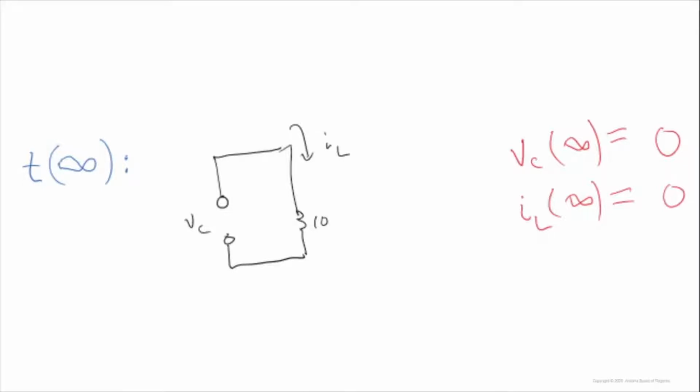From the drawing, we can quickly see that there will be no current and no voltage, so VC at infinity equals 0 and IL at infinity equals 0. We will need these values later on as well.